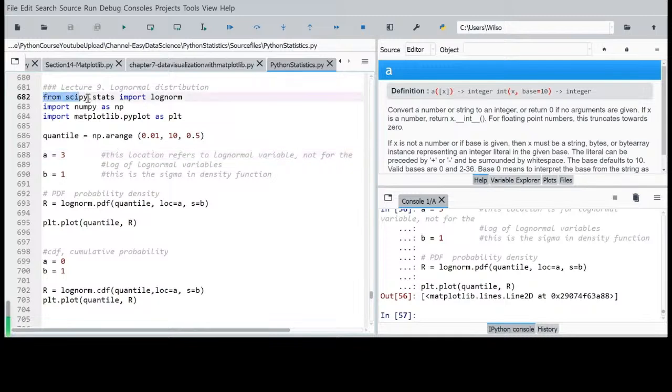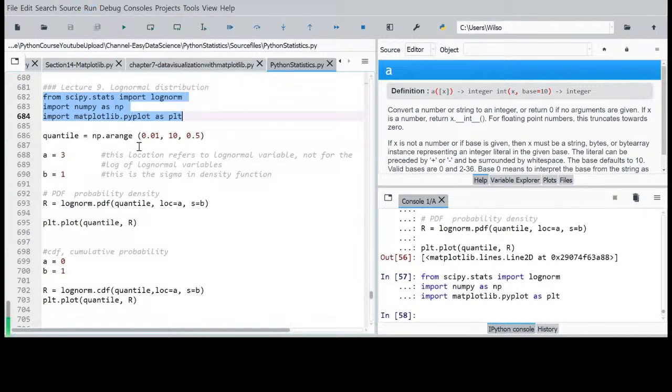We import scipy lognorm, numpy and matplotlib. We'll create a quantile array between 0.01 and 10 with the gap 0.5, because the lognormal variable's available values must be larger than 0.